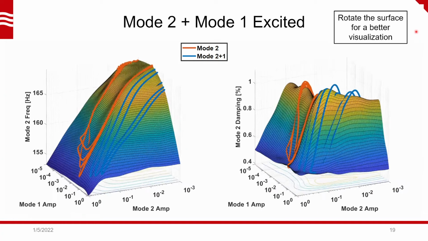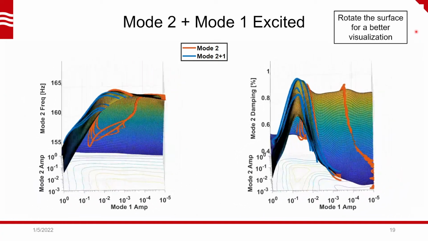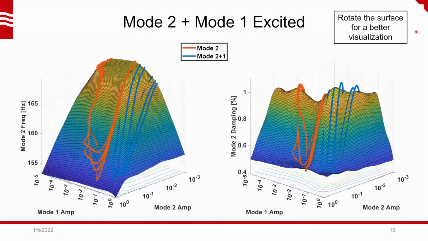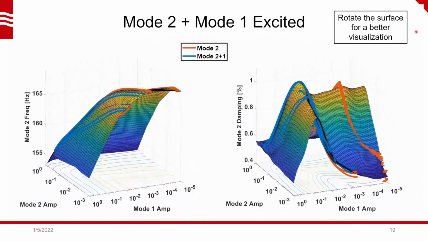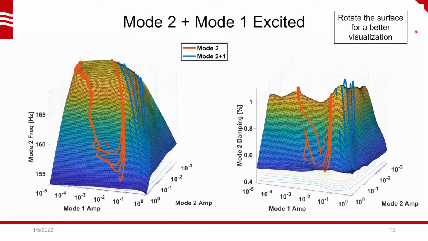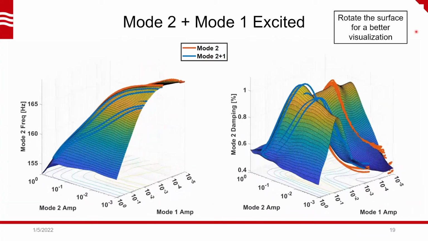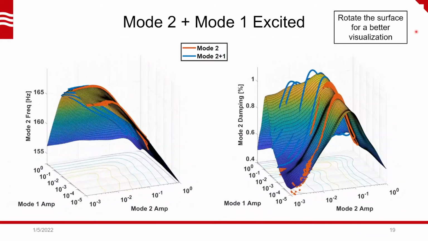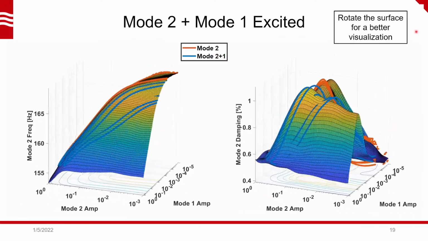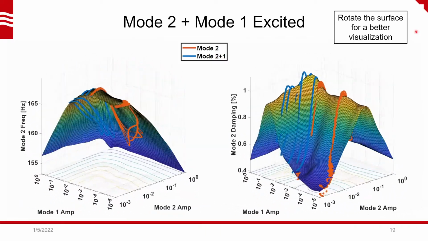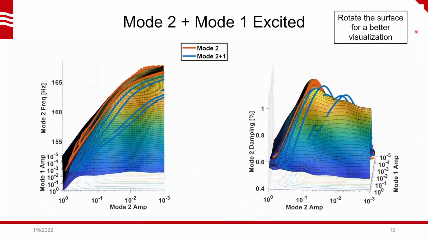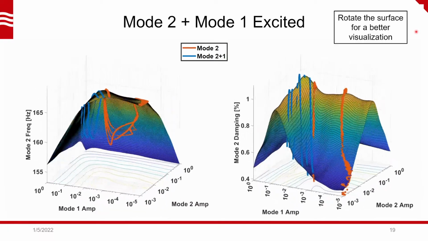And now if we rotate that, then it's easier to see. So now it's a surface where the curves follow along it, and it traces out a pretty consistent shape in a 3D space. So in this, what it looks like is the damping and frequency have this same sort of trend where the frequency decreases no matter which mode is highly excited.